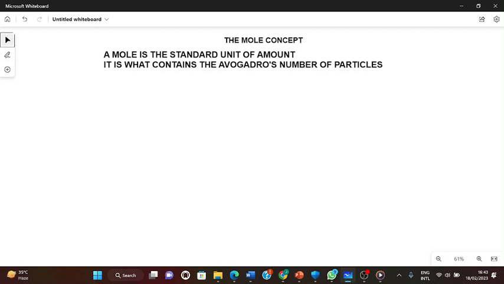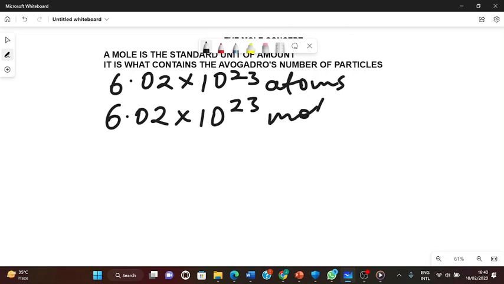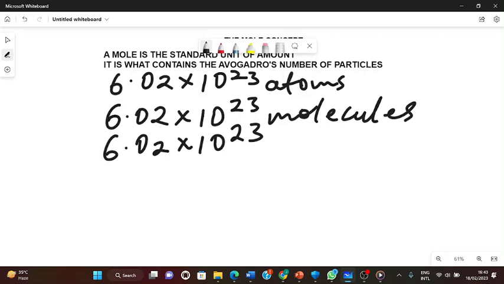One mole of an element contains the Avogadro's number of particles, which is 6.02 times 10 raised to power 23 atoms. If it's a compound, a molecule, it will be 6.02 times 10 raised to power 23 what? Molecules. If it's an ion, it will still be 6.02 times 10 raised to power 23 ions. So 1 mole of any substance, be it an element or a compound, contains the Avogadro's number of particles.